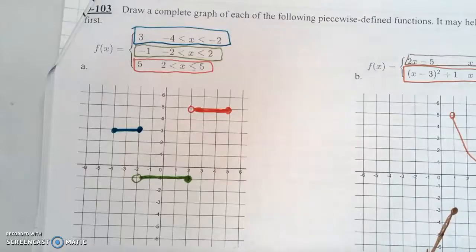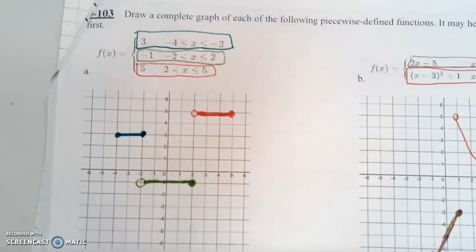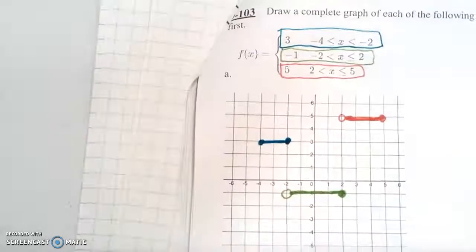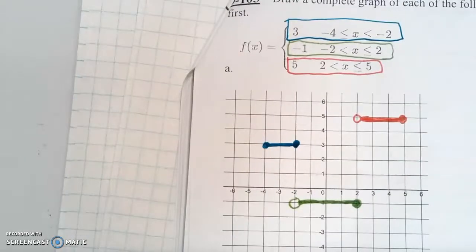Let me unfreeze it. The top of the next page, question 103 says, draw a complete graph of each of the following piecewise defined functions. It may help to make a table first. All right, so we're going to do part A, and this is why I asked you to have 3 different colors. So if you have 3 different colors, great. If not, it's okay. It'll still look good.